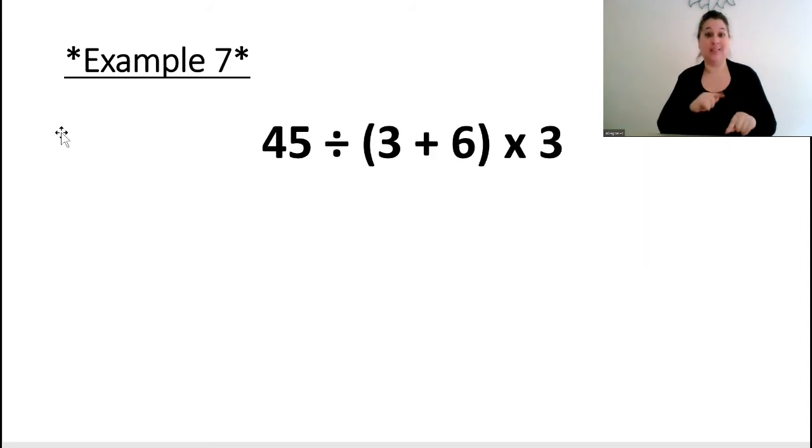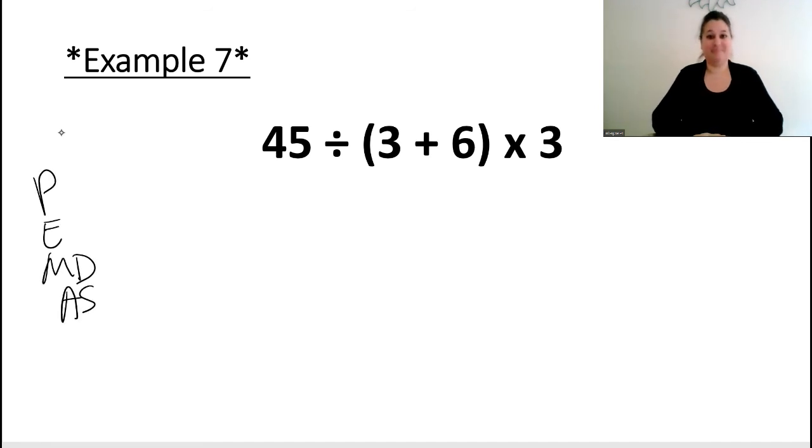All right, go ahead and press pause, try this one, and then press play to check your work. Go ahead, press pause. All right, PEMDAS. Parentheses, do that first. 6, 7, 8, 9. Bring everything else down.